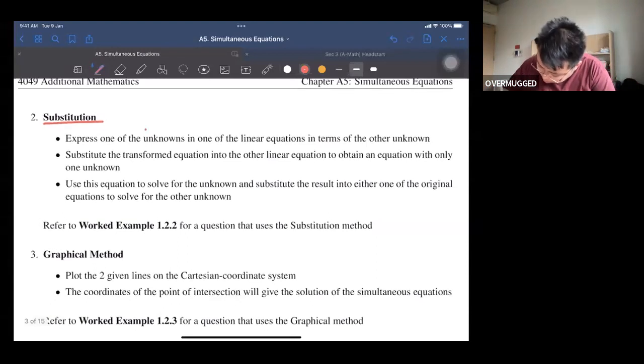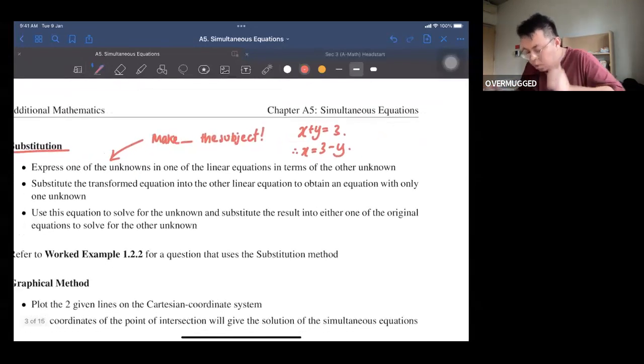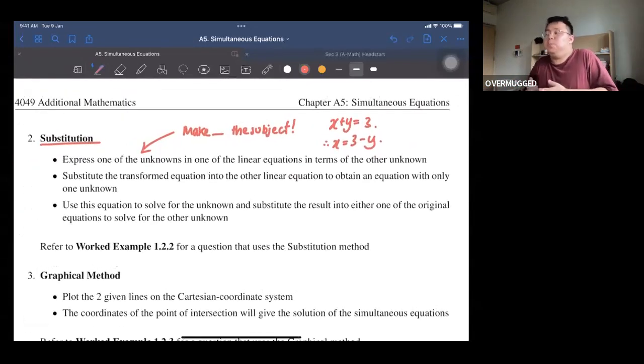Okay, so substitution also links to this concept, which is making something the subject. So make something the subject. Okay, so what this means is this. Let's say I have x plus y equals 3, and I want to use either x or y in my substitution. I need to make x or y the subject. So I will do x equals 3 minus y. Okay, so this is an example of making something the subject.